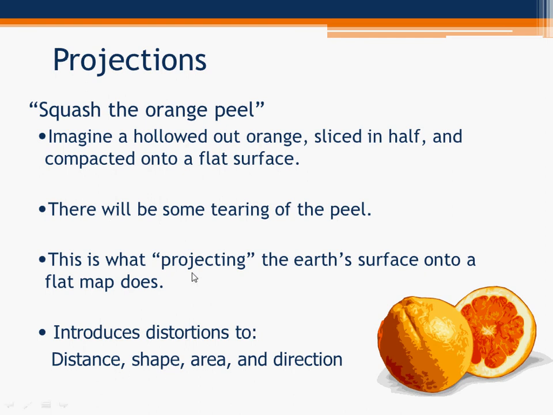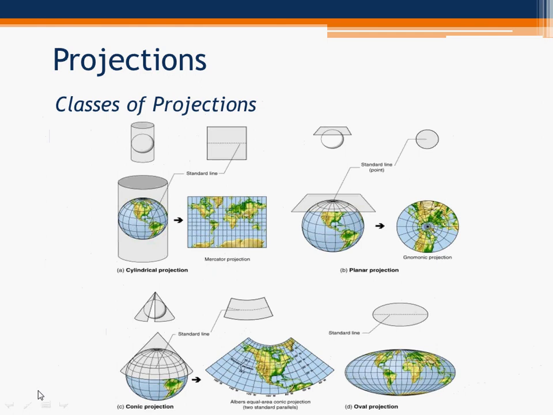And so that's what projecting does when you take the Earth's irregular curved surface and you project it onto a flat map. You create distortions to some aspect of that map, whether that's distance, shape, area, or direction measured on that map. So I've got a couple of examples of projections here. One that's more familiar might be a conic projection.